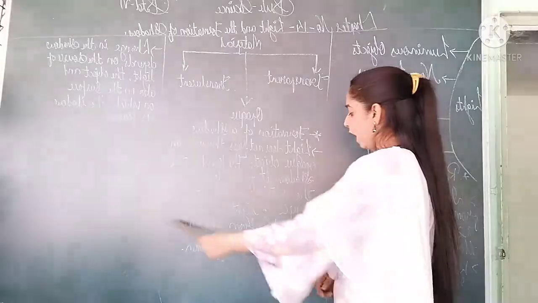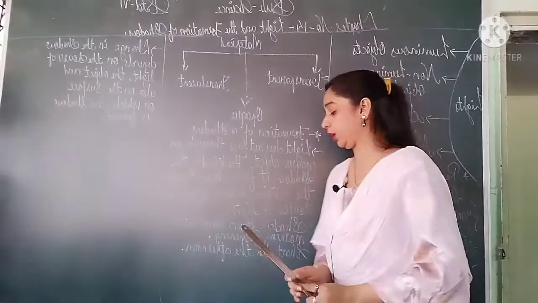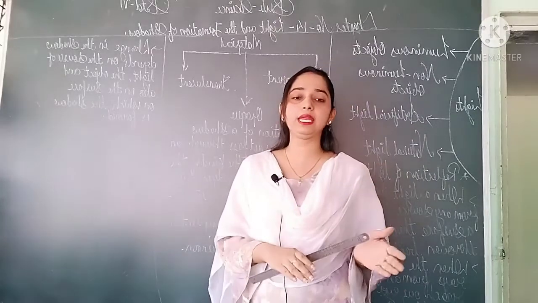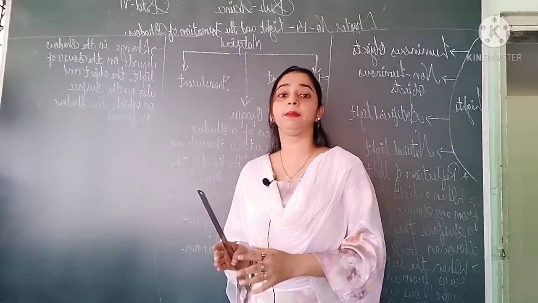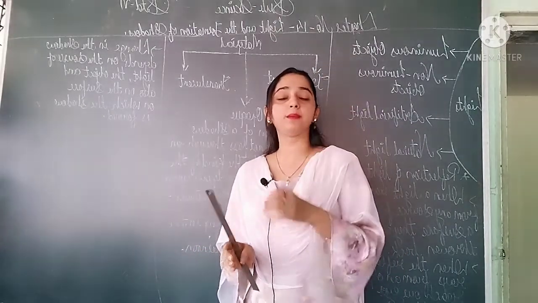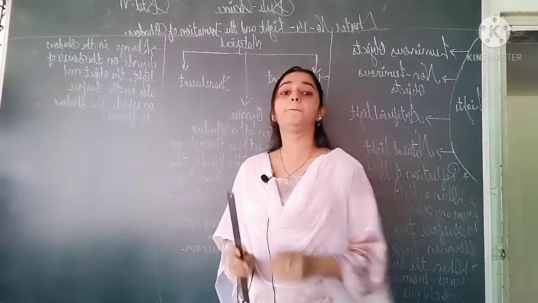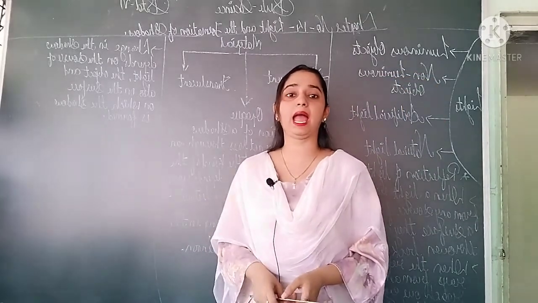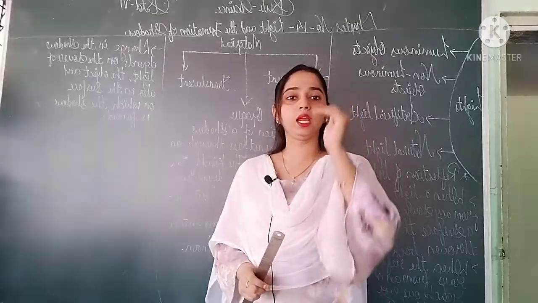Shadows are long in the morning and evening, and short in the afternoon. Means in morning time or evening time the shadow that comes is very long, but in afternoon time the shadow will be shorter.